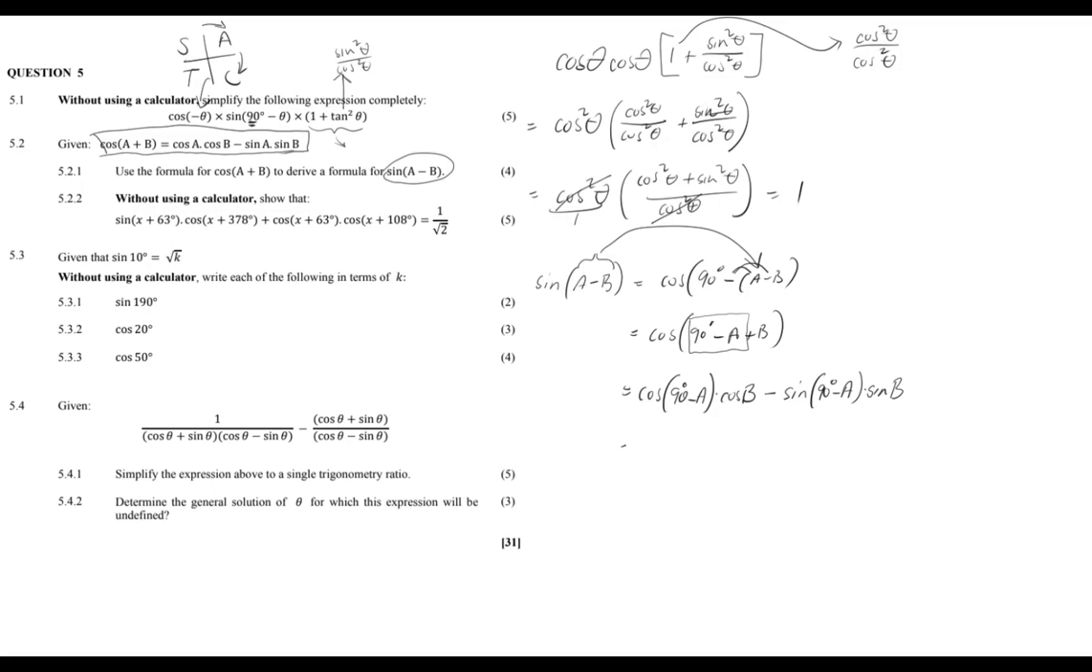Right, great. 90 minus again, first quadrant, cos changes to sine, so this is sine of my A times cos B, minus, okay, same thing, 90 minus first quadrant, and that reduces to cos A sine B.